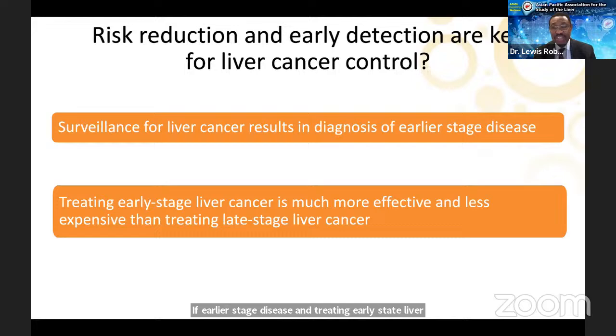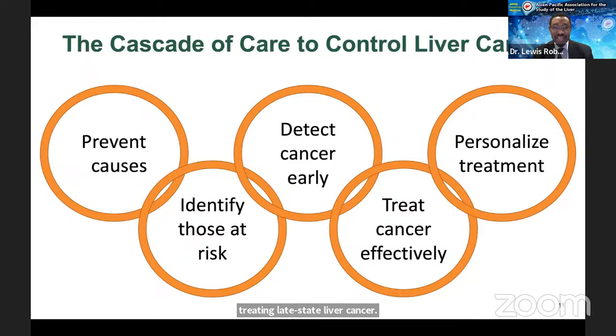And so in terms of our cascade of care to control liver cancer, we want to prevent the causes. Beyond that, we want to identify within the population individuals who are at risk so that they can be enrolled in surveillance programs, so we can ideally detect the cancer early and treat it effectively. And for those in whom we are detecting cancer later, we want to develop treatments that are most effective at every stage.